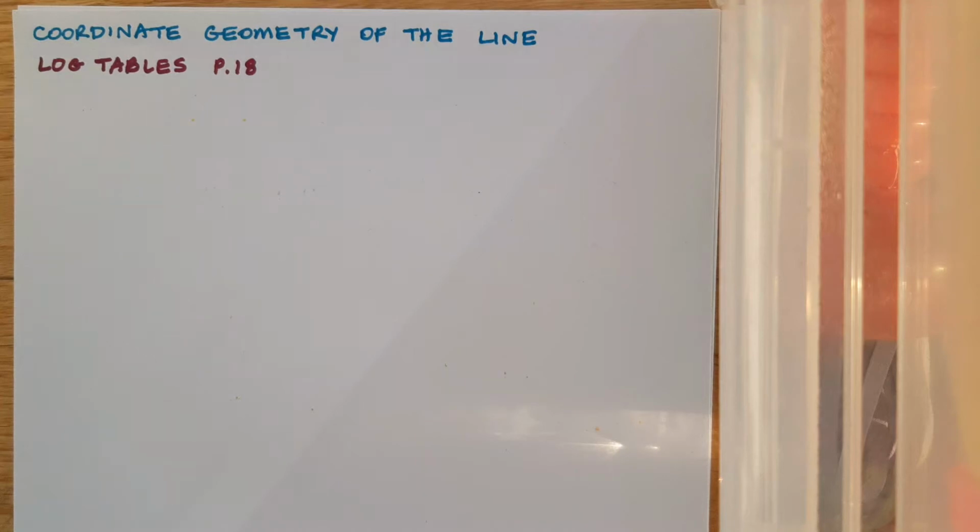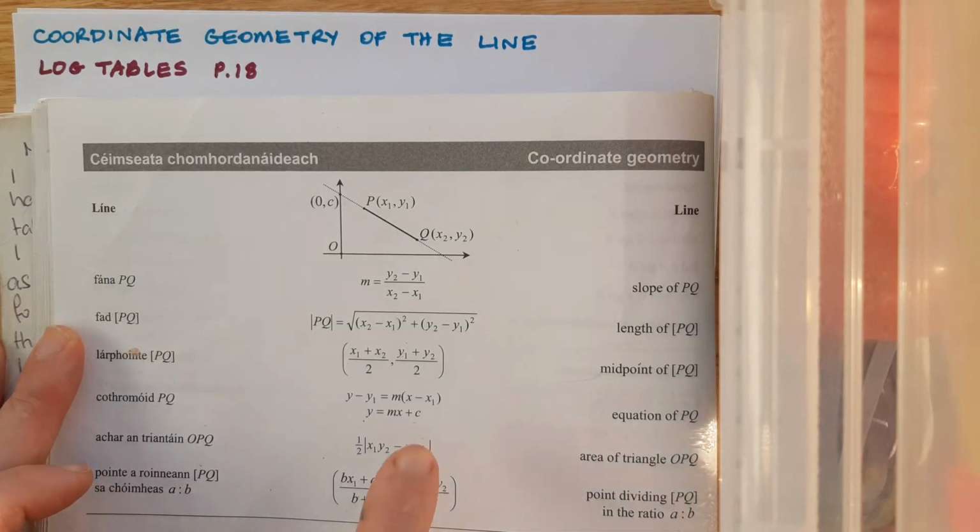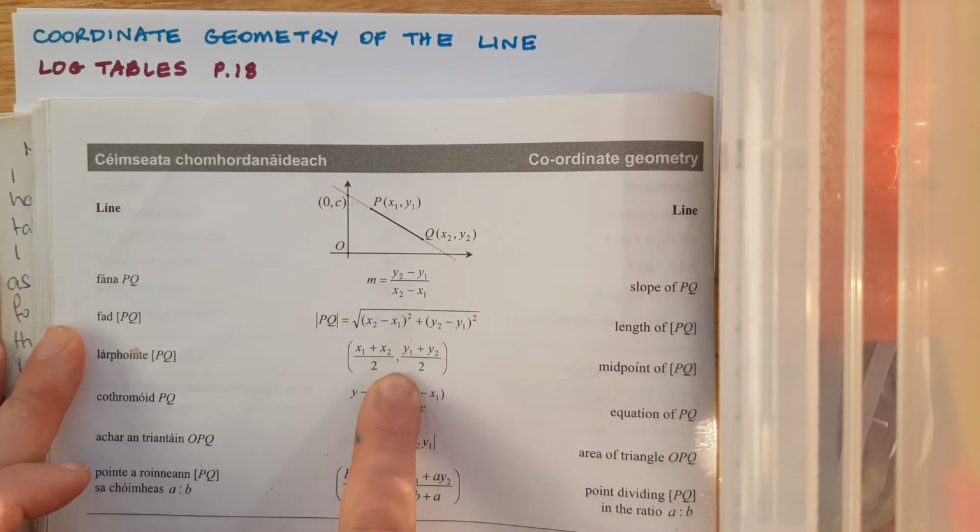This video on coordinate geometry of the line is going to look at the midpoint formula, and again we're going to be looking at the log tables on page 18 for this, so have them to hand. The midpoint formula is the third formula on page 18. So here it is. It's brackets.